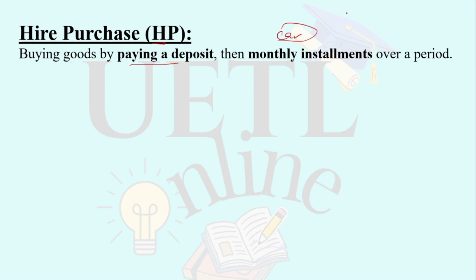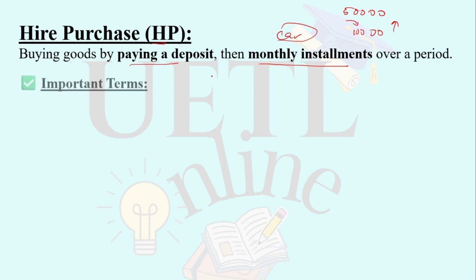Then after paying 10,000 for this car, you're going to pay a monthly installment. So you're going to be paying for that car every month until you reach this price, or even exceed this price. This is what we call hire purchase. You buy a good for less money, then start to pay small amounts until you get to the required money.